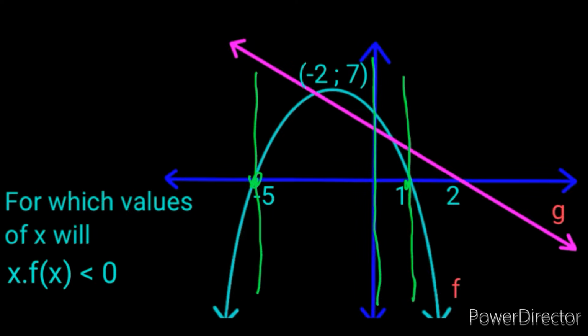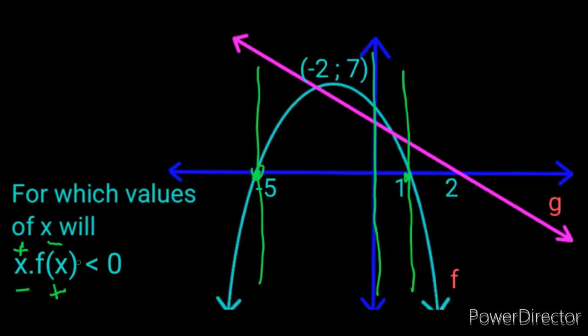So how do we get a negative result? We get a negative whenever it's positive times negative or negative times positive. In other words, if x is positive, f at x must be negative, or if x is negative, f at x must be positive. Alright, now let's check each group and find out whether they fulfill the requirements.